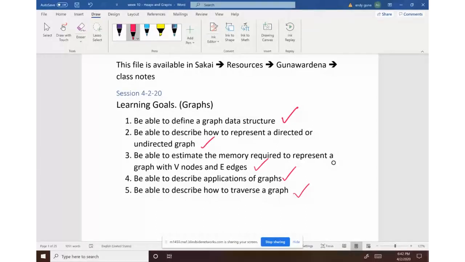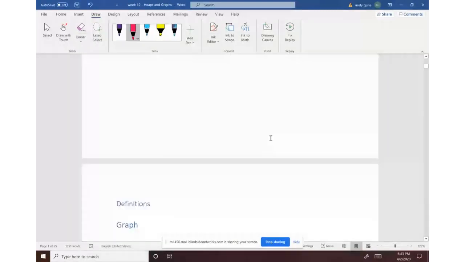Give me a second, because it looks like I broke my connection here. Okay, there. Great. So let's just go without the video. I don't think that's going to be important anyway.